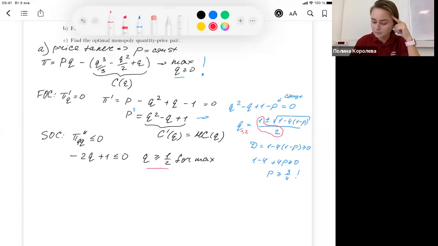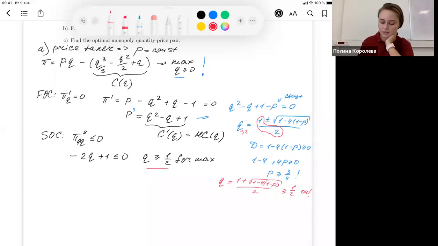Yes, so only quantity equals 1 plus the square root of 1 minus 4 times (1 minus price), over 2, is greater or equal than 1/2. And the second root we will not choose. This was the first order condition and the second order condition.